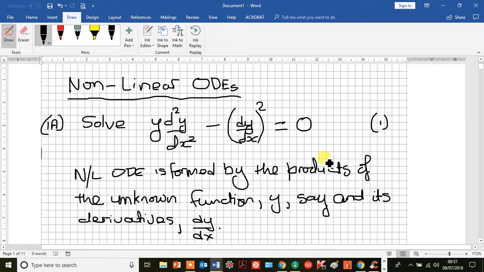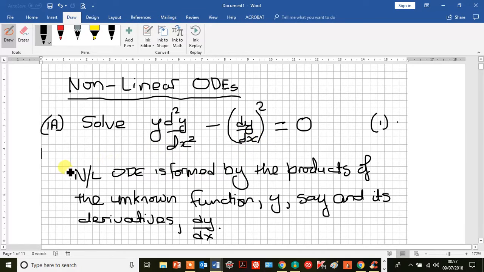Hello. We are going to be analysing and solving non-linear ordinary differential equations, or certainly ones that are reducible to linear form in this presentation. And I've already written one down in equation 1 here. And we're going to look at, first of all, why this equation is non-linear.